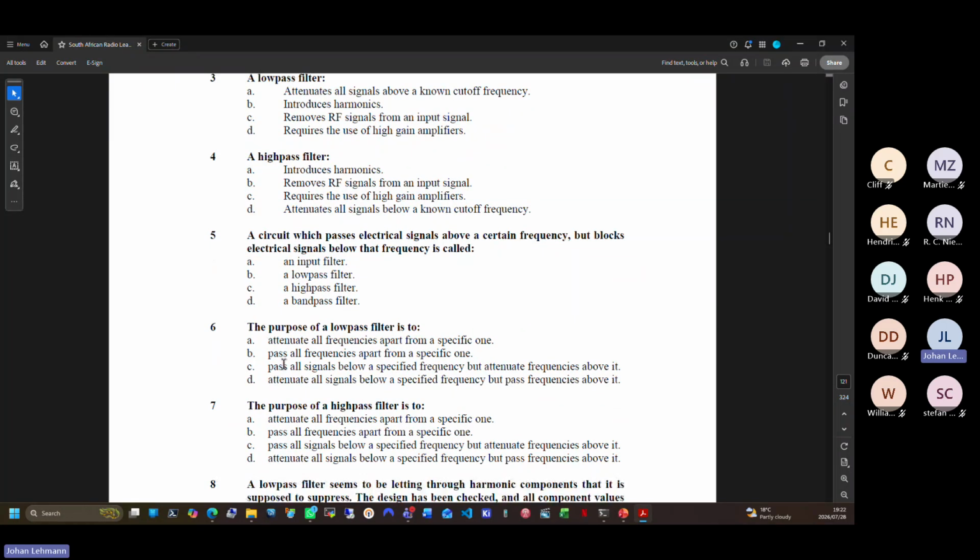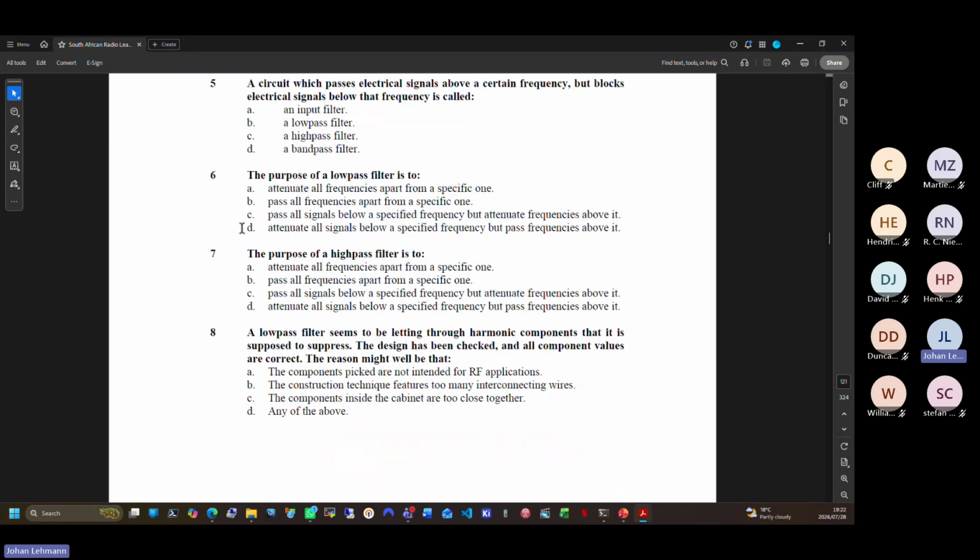Okay, then the purpose, just scroll this up. Purpose of a low pass filter is to C, yes, pass all signals below a specified frequency. See why I say these are easy questions, you can't get them wrong. The purpose of a high pass filter is to D, attenuate all signals below a specified frequency, but pass frequencies above it.